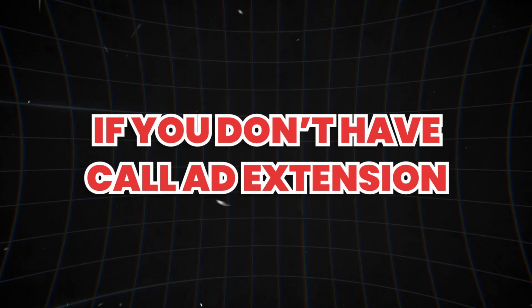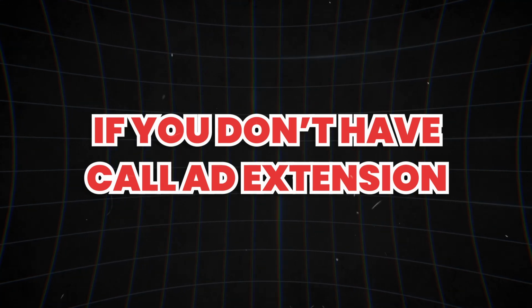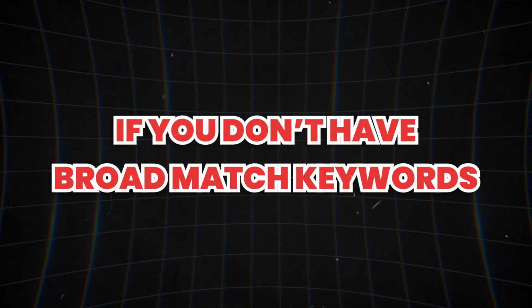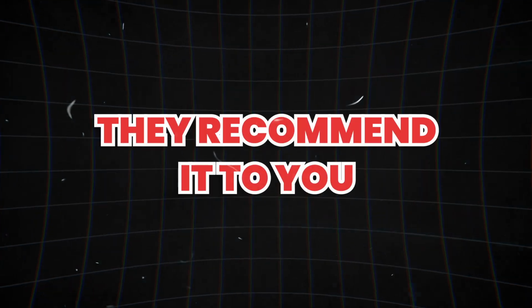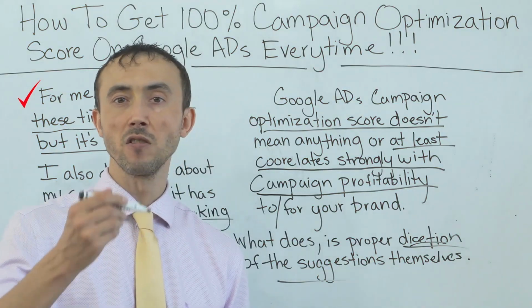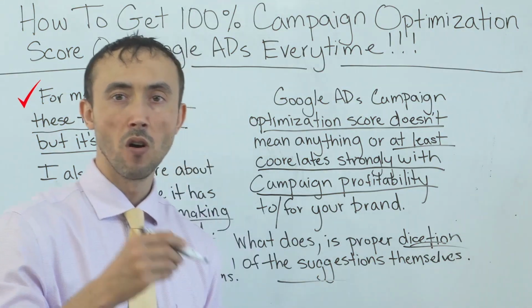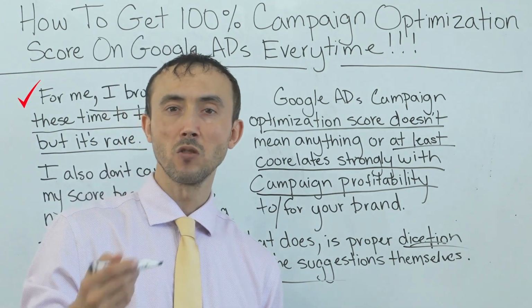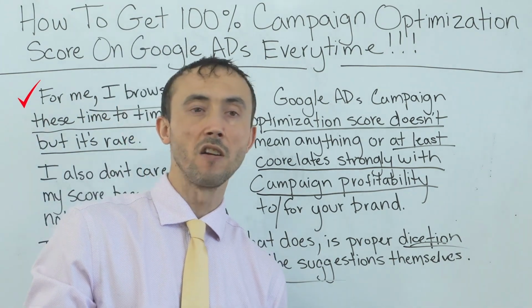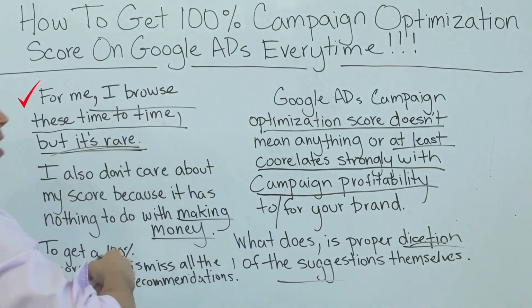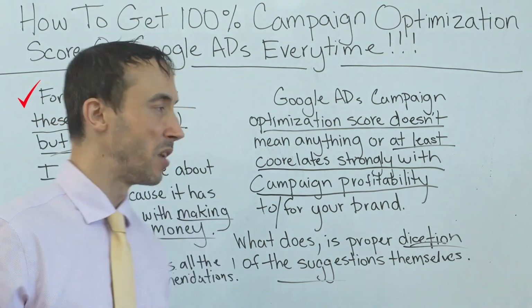If you don't have a callout extension or asset, they recommend it to you. If you don't have broad match keywords, they recommend it to you. And I know, because I've looked at hundreds and hundreds of accounts, I know what they're doing. It looks custom to you because you don't look at hundreds of accounts. So I already know what they're going to recommend without even looking at the recommendations, in other words.